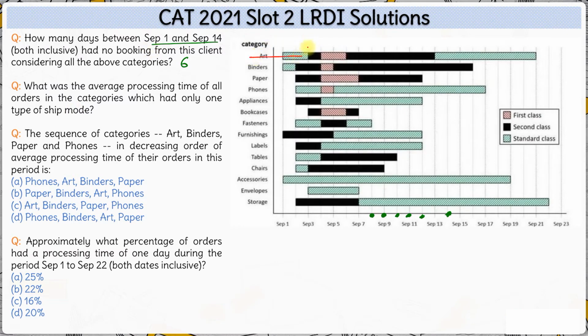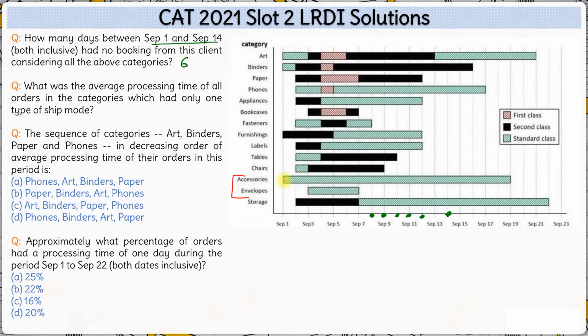So arts category, there are multiple shipping modes. Let's leave this. Binders, let's leave this. Papers has multiple. Phones has multiple. Single category or single shipping categories are these two categories, accessories and envelopes. You see, accessories has only one order which is from the standard class, and envelopes also has only one order which is from the standard class. So we have to calculate the average shipping time for these two categories.